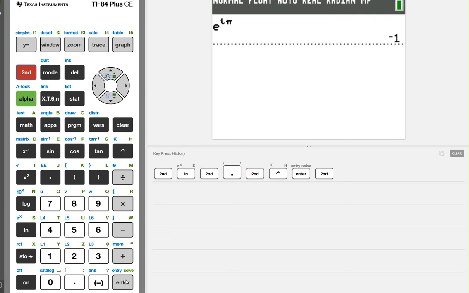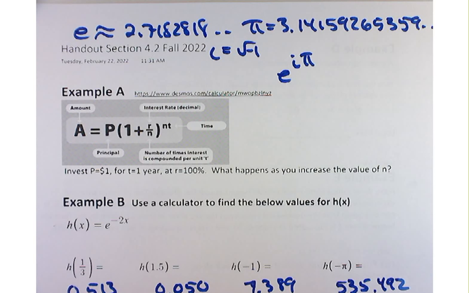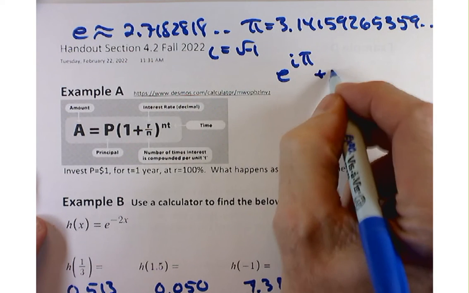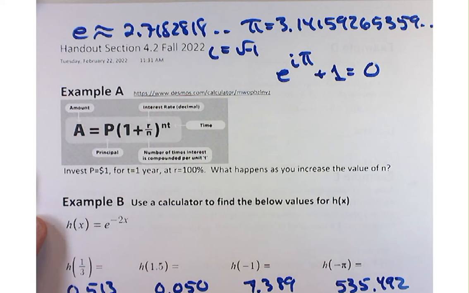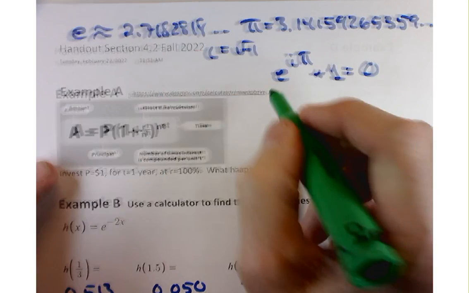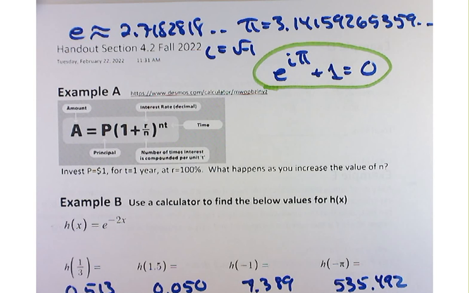What if I typed in e to the i pi plus 1? Now what should I get? 0, which is just amazing. Now if you take me for Calc 2, I can actually prove to you why this is true. But for now, we'll just accept it. But to a mathematician, that's a really sexy equation. You've got the five most important constants of math all wrapped up in one nice, neat formula. And it's just bizarre to think about that.